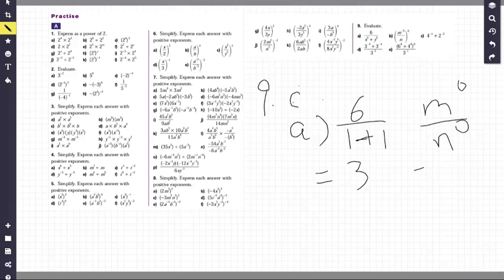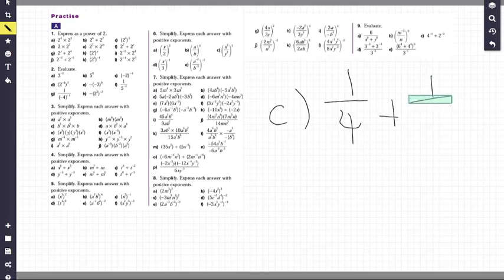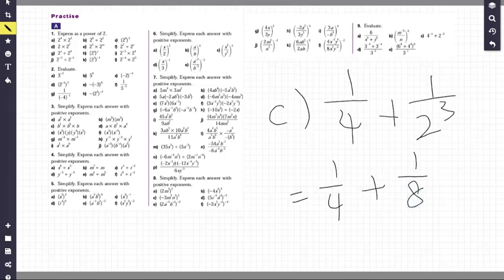So remember that anything to the power of 0 is 1, and then I'll do a little more because why not? 1 over 4, because you're moving the negative exponent, plus 1 over 2 to the power of 3, which is 1 over 4 plus 1 over 8. And you guys can do this if you want. You guys can do the simplification, finding the lowest common multiple of this, and then you guys can add it. And that's pretty much it.